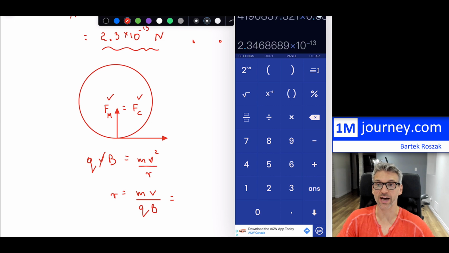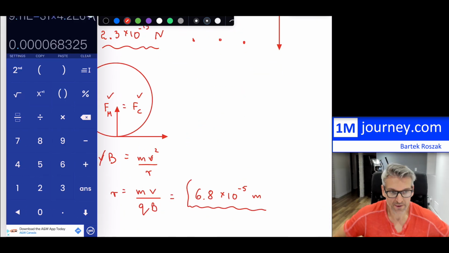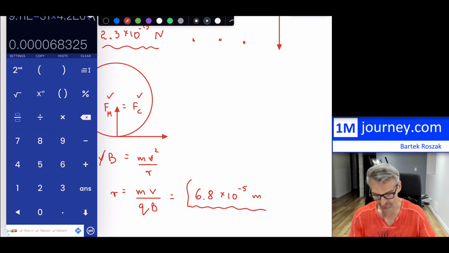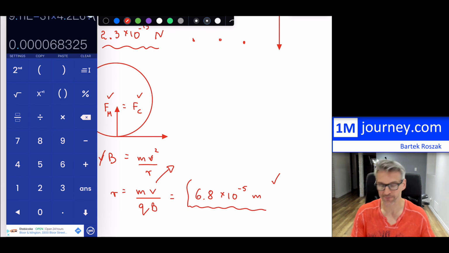So let me do that. There you have it. Here again it is rounded, although I did use the rounded speed within there. I didn't go back and use all the decimal places. So you can just double check on that, but this is what you're going to obtain.